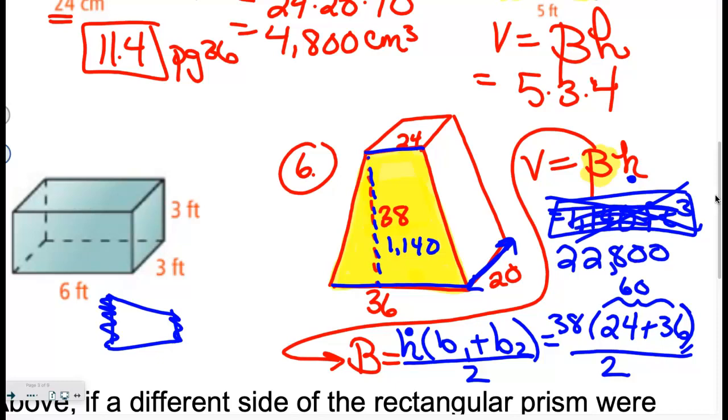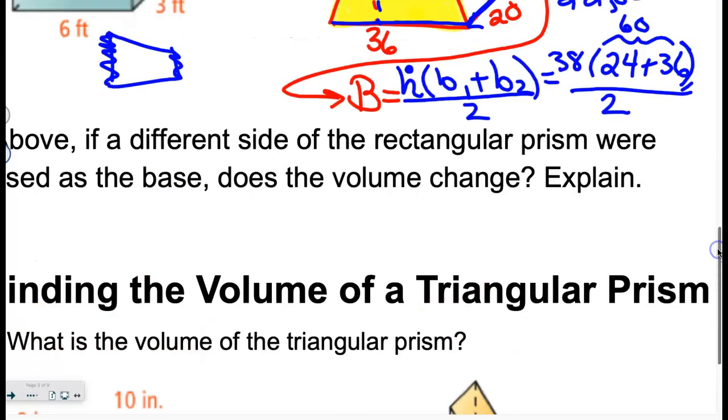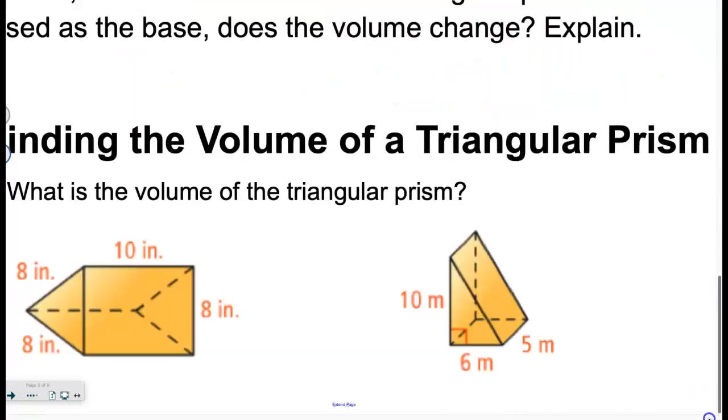So be careful that when you're done with the base, don't forget you have to fill the thing up with the height. All right? So this is that question that Mark was talking about, where it said above, if a different side of the rectangular prism was used as the base, does the volume change? And the answer is no, right? So now we're going to up the difficulty a little bit because we have these triangular prisms. I'm going to do this second one first because it's easier.